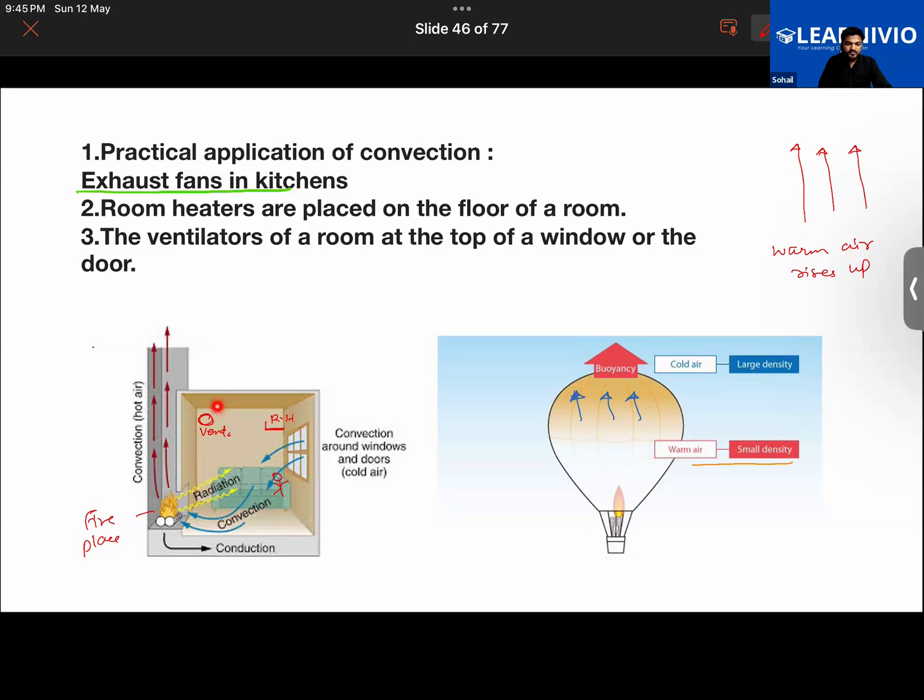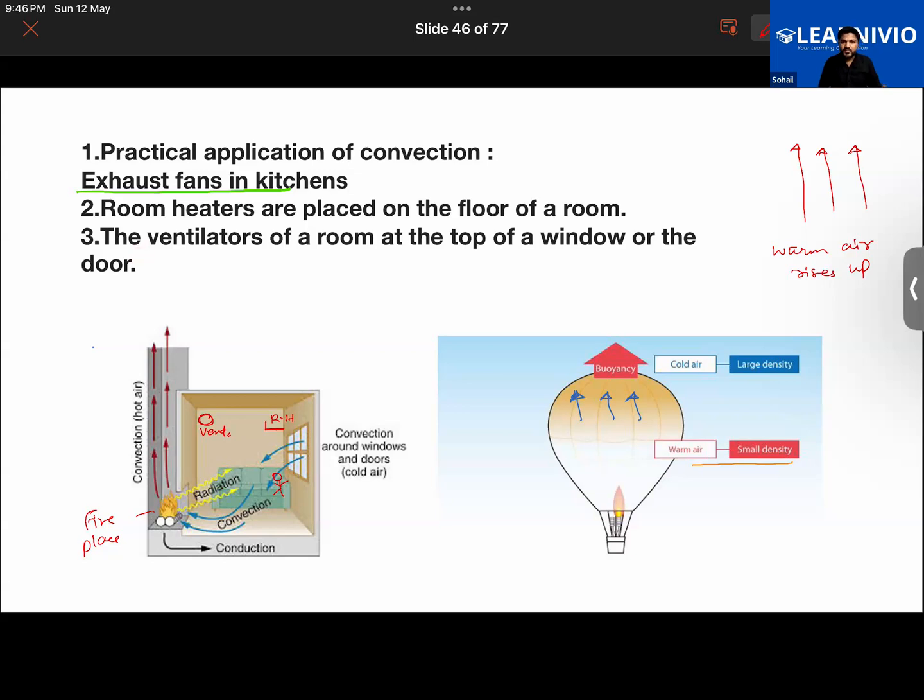Yes, sir. That's why air conditioners are at the top, because cold air is heavier and it will spread and expand into the room. Cold air is heavier. Getting it, guys? Cold air is having more density, so cold air will come down from the air conditioner. Very good.